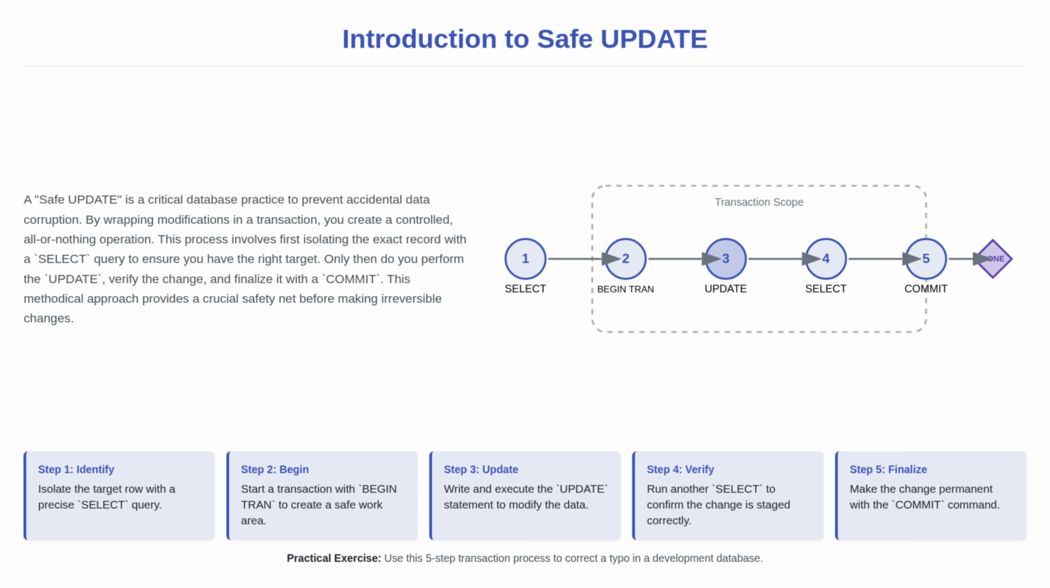Now I'll wrap this in a transaction, replace the select with my update statement, setting the title to the correct spelling, and execute. A quick select confirms the change is staged correctly. I'm confident, so I'll commit.